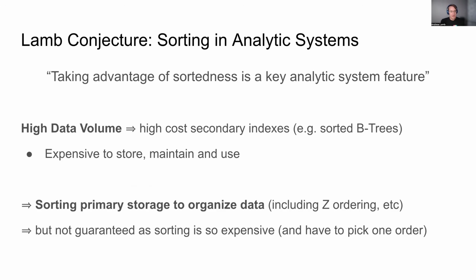So what that means, I think, is that if you're going to take advantage of sortedness, specifically in analytic systems, you really need to typically sort the primary data. And there's all sorts of ways to organize the primary storage. You can either pick a subset of columns, you can try to do sort of higher order clustering like Z ordering or liquid clustering, I think are some common techniques, but you really aren't sort of guaranteed to get the data in the order that you want because sorting is really expensive and you have to pick one order. Right? So you don't necessarily get to have multiple different sort orders, you get to only pick one. So anyway, the point is sorting is important and especially in analytic systems.